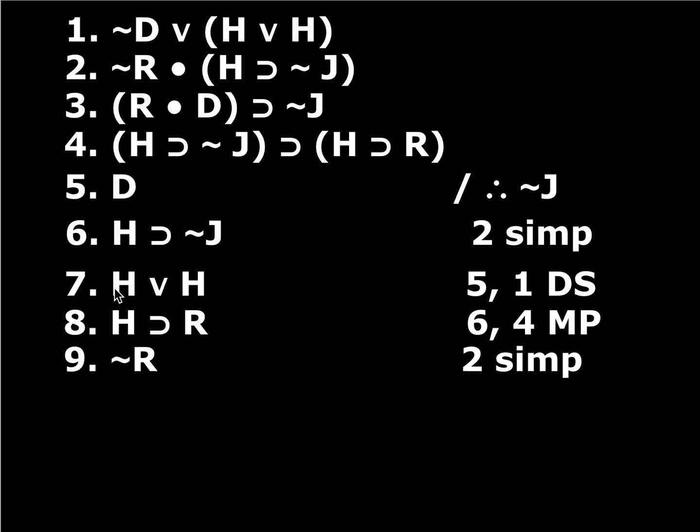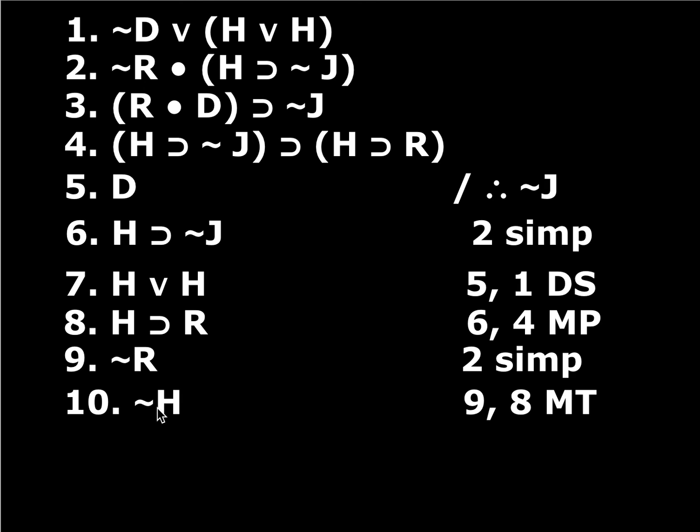Well, look at this disjunction. The first disjunct is H, right? Now I know that if I had the negation of the second disjunct, I could get H by DS. Anytime you have a disjunction, you can always get one of the disjuncts if you have the negation of the other disjunct by DS. Well, first disjunct is H. So if I had the negation of the second disjunct, I could get H by DS. How could I get the negation of H? I can get it right here. Modus tollens on 8 and 9.